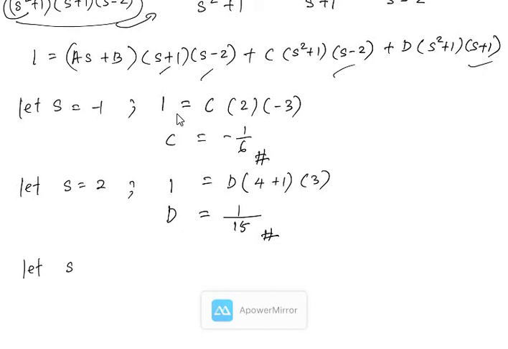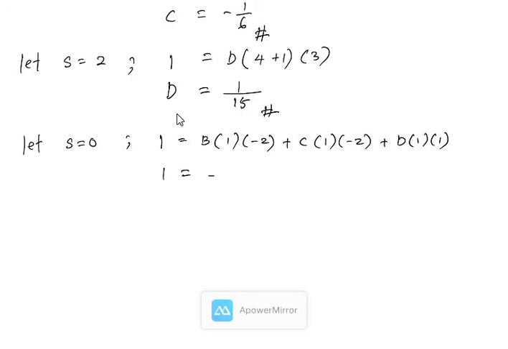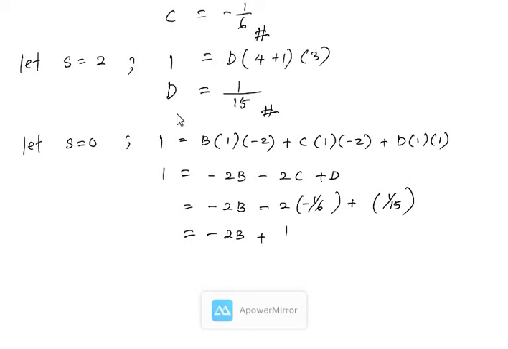And then next we assume s is equal to 0. Here we have 1 equal to b, 1 times minus 2 times c, 1 times negative 2 times d, 1 and 1. So here we have negative 2b minus 2c plus d, and this is equivalent to negative 2b. We substitute the value of c and d. So we have negative 2b plus 1 over 3 plus 1 over 15. So b is equal to negative 3 over 10.